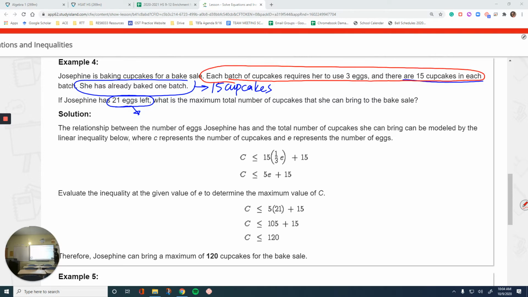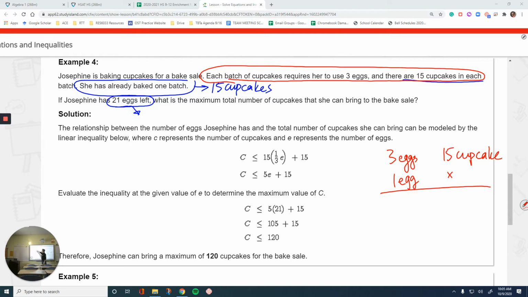So in each batch, she needs to use 3 eggs. Each batch has 15 cupcakes. So 3 eggs equals 15 cupcakes. That's what it is. So if with 3 eggs you can make 15 cupcakes, how many cupcakes can we make using 1 egg? What does 1 egg mean? How many cupcakes can we make using 1 egg? Okay, that's what we are trying to figure out.